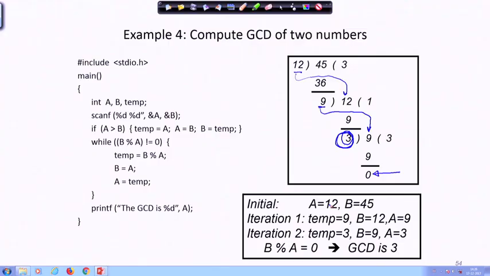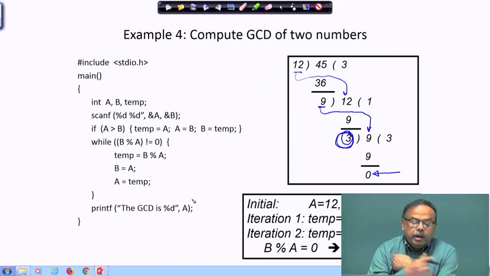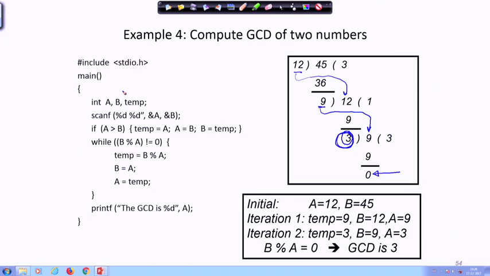Okay. Here you see how the code is written. You just look at the code a little bit and try to understand it. A and B are two numbers. Now, I do not know as yet which one is smaller and which one is bigger. Here in our example, we can see one is 12, one is 45, but the computer does not know which one is 12, which one is 45.